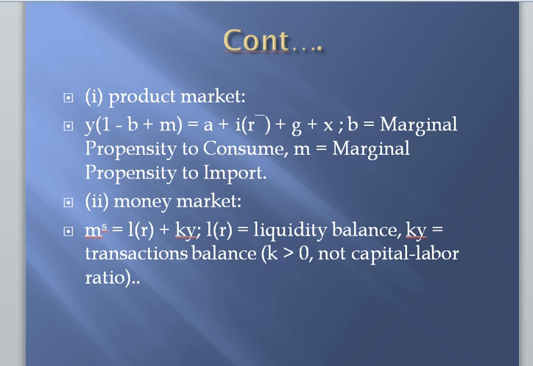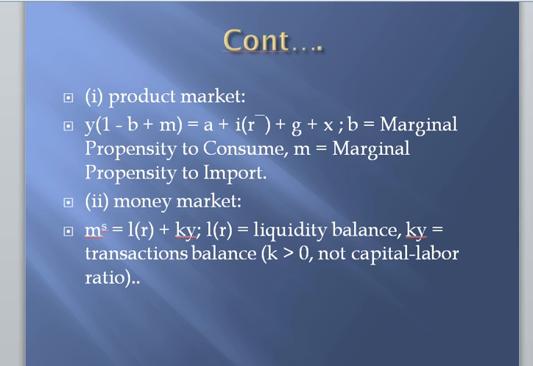Then in the money market, MS, the money supply, is equal to I(R) plus KY. So I(R) indicates a liquidity balance. Then KY is the transaction balance. This is the money market equilibrium.